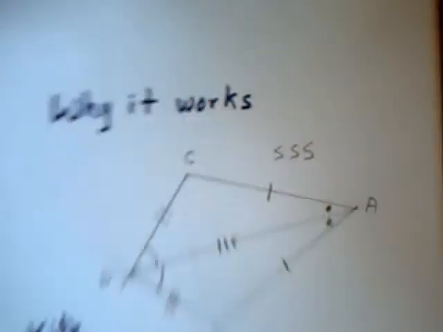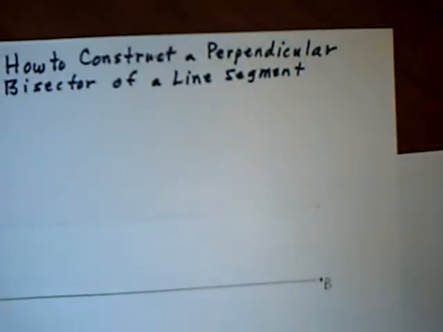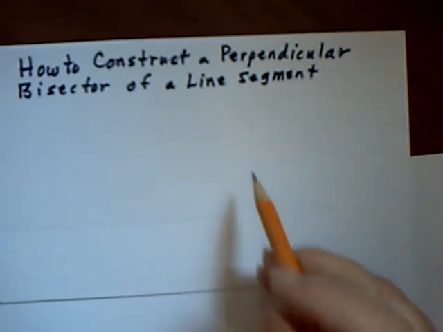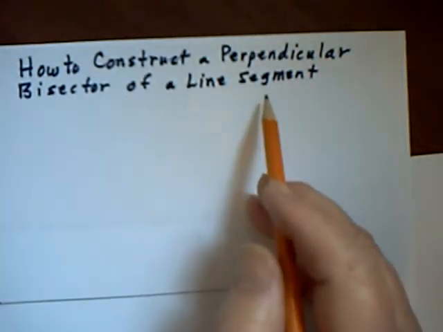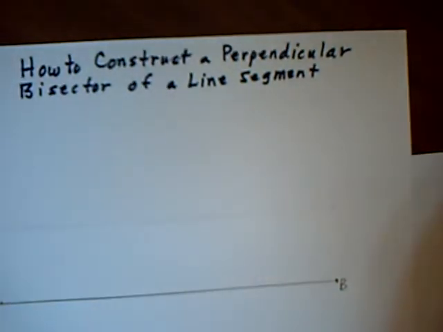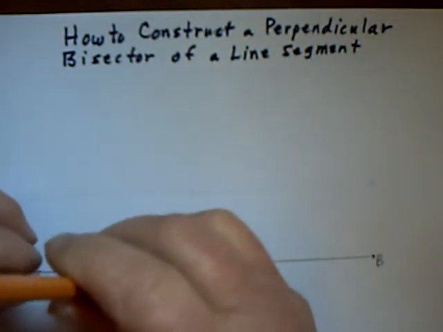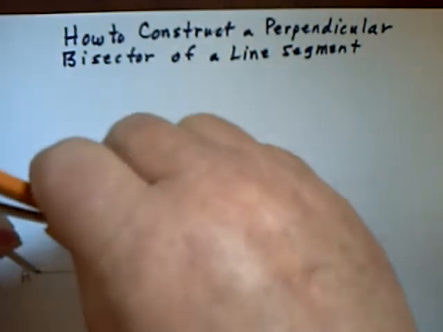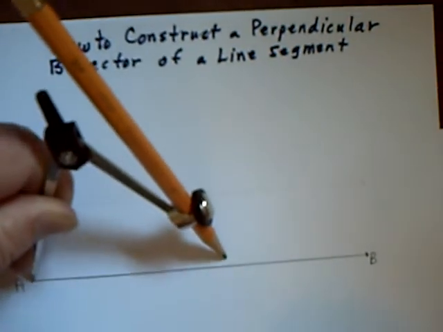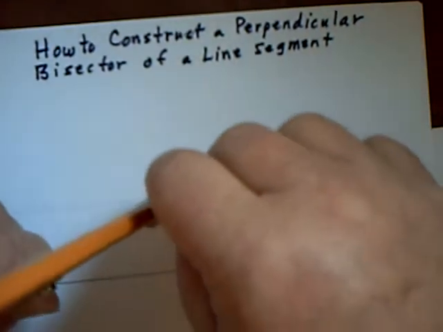Okay? Now I'm going to show you how to bisect a line segment. And because we want it to bisect at exactly 90 degrees, we call it a perpendicular bisector of the line segment. And it's a very easy construction. You go to one of the points A and make your compass so that it goes more than halfway and draw an arc.